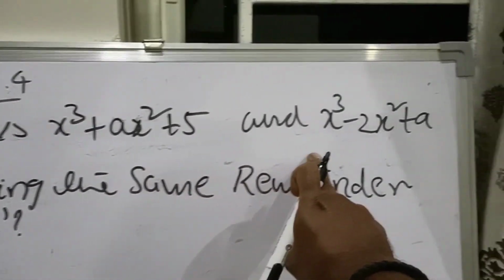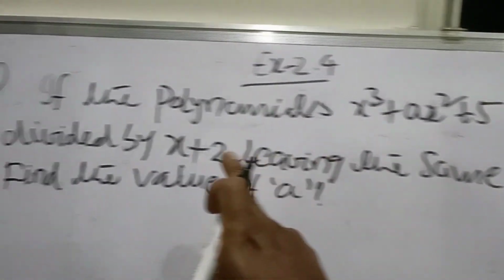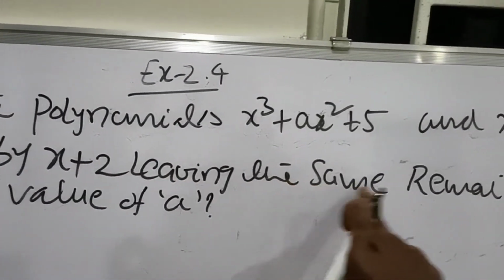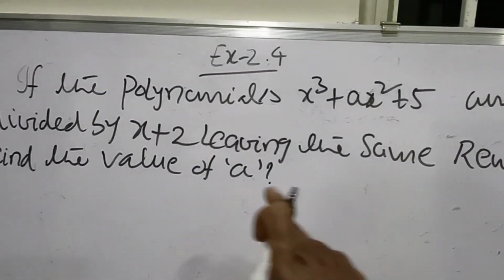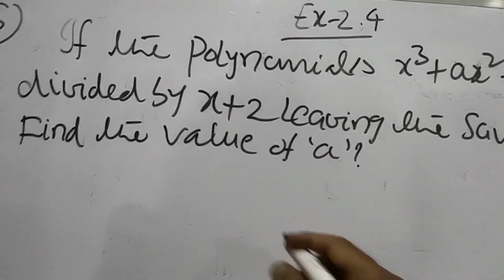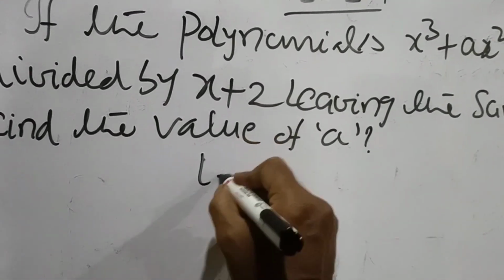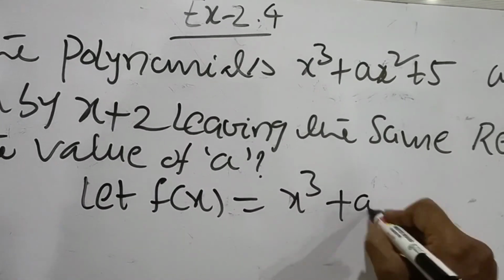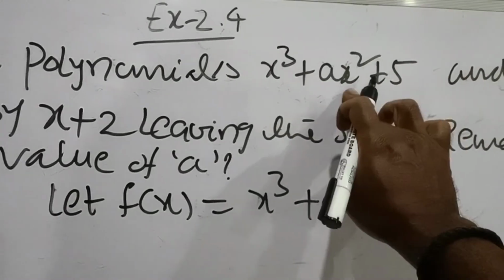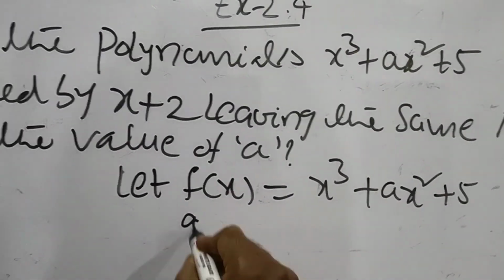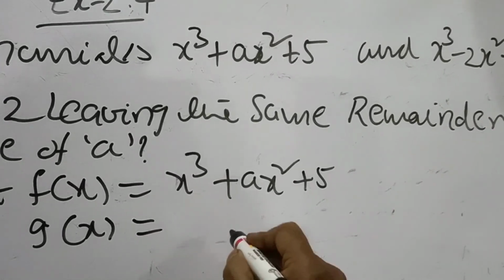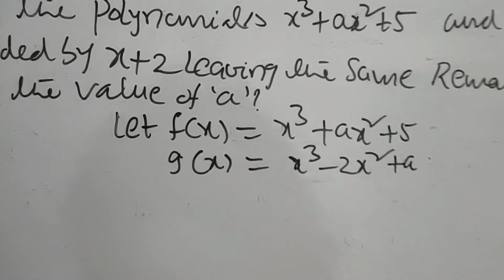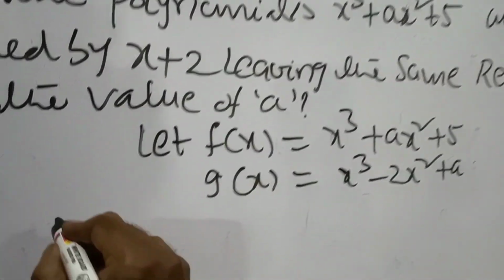If the polynomials x cube plus ax square plus 5 and x cube minus 2x square plus a are divided by x plus 2, leaving the same remainder, find the value of a. So let the polynomials be f of x is equal to x cube plus ax square plus 5. Another polynomial is there, g of x is equal to x cube minus 2x square plus a.